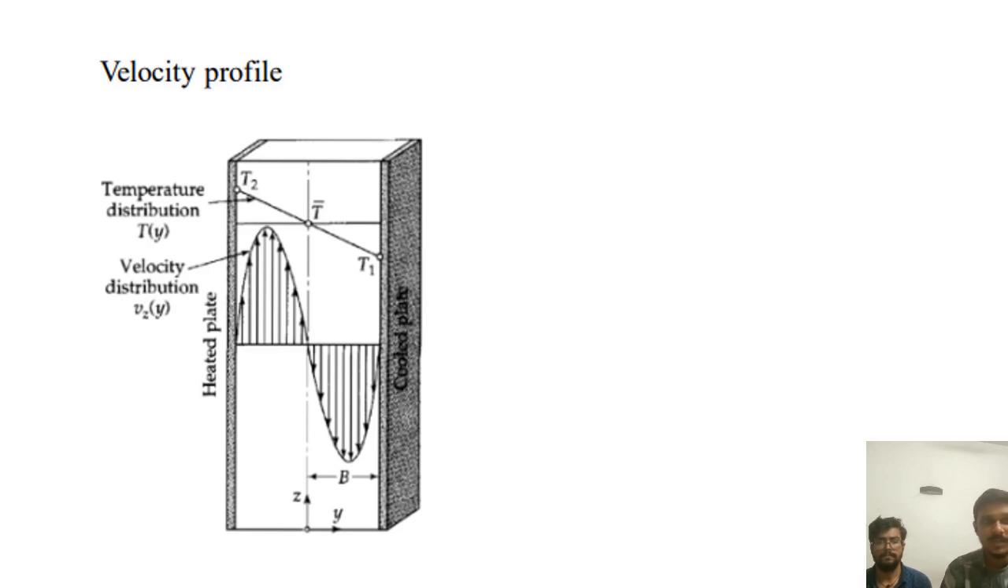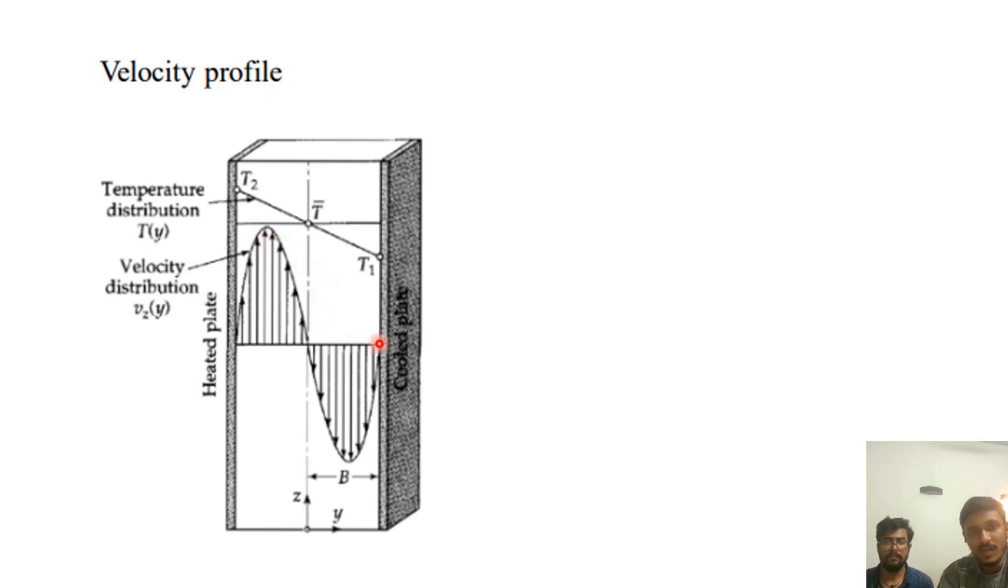So now what will be the expected velocity profile? As we can see, the expected velocity profile is drawn here. The velocity at the wall will be zero because of the no slip boundary condition, and as the temperature of the heated plate is higher, the molecules here will rise up.